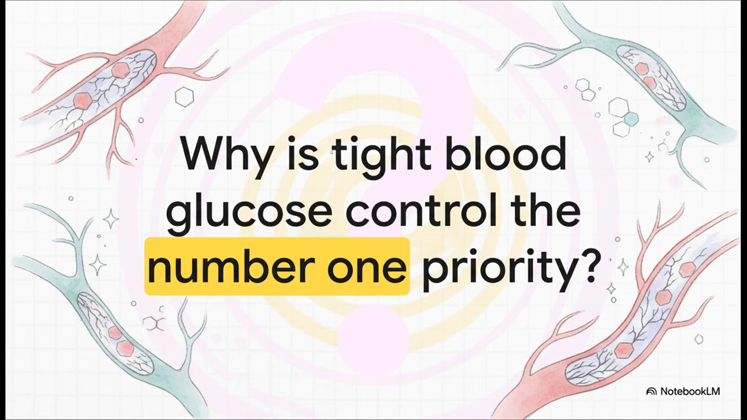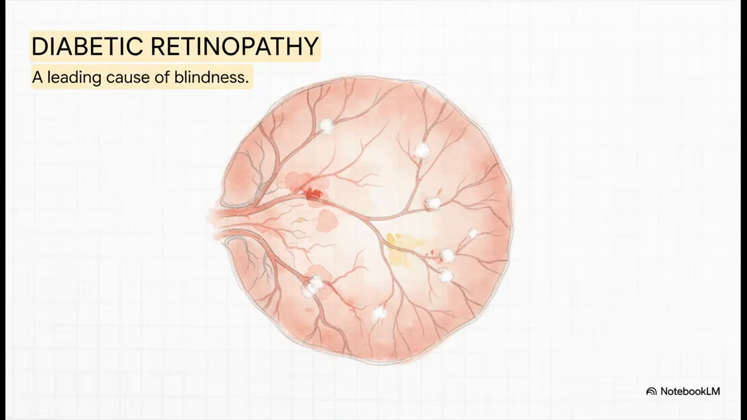time. It's a slow, silent process that attacks the entire vascular system, from the biggest arteries down to the tiniest little capillaries. It starts with the eyes. Those super tiny, delicate blood vessels in the retina get damaged. They start to leak, they swell up, and that leads to blurred vision. And eventually, it can cause permanent blindness.